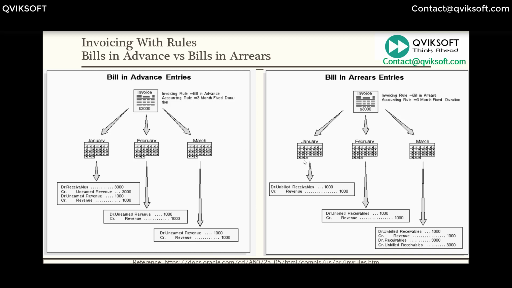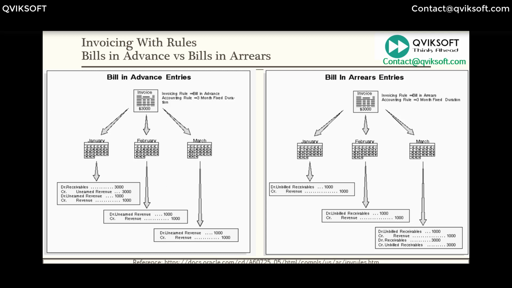This is a clear example which I wanted to show you so that you understand bills in advance and bills in arrears, when to choose which invoicing rule, and how it impacts. Hope this has given you a clear understanding of how these rules work. The important thing is to look at unearned revenue and unbilled receivable. These are the terms you have to get familiar with so that you understand how this works.